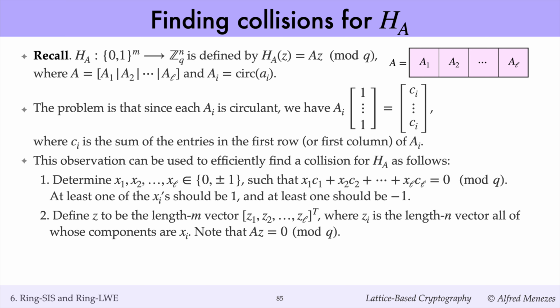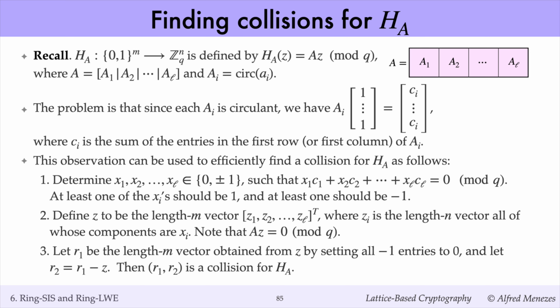Then, let z be the length m vector, where z_i is the length n vector, all of whose components are x_i. Note that A times z is 0 modulo q. Then you can check that r1, r2 defined here is a collision for H_A.